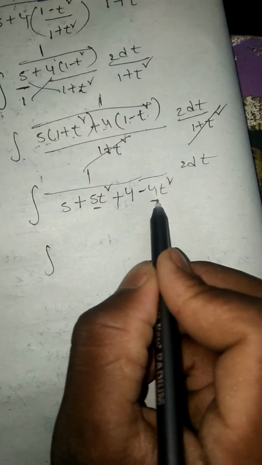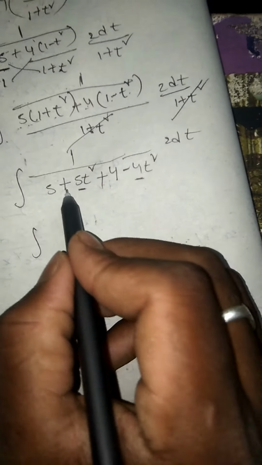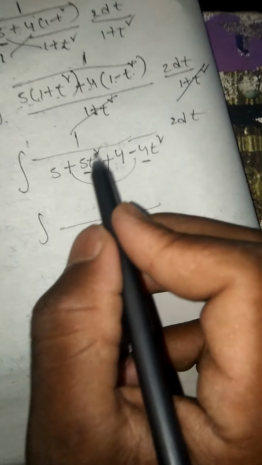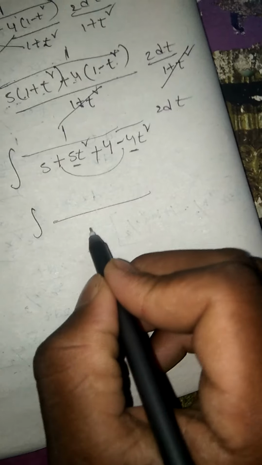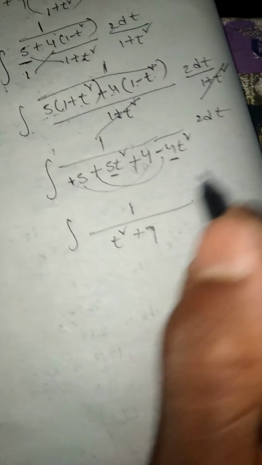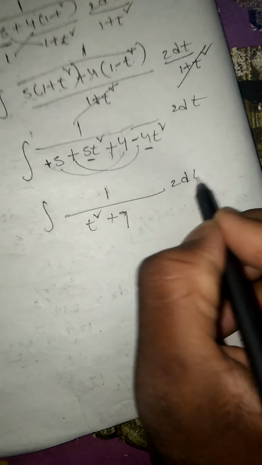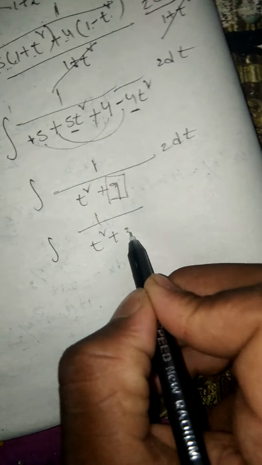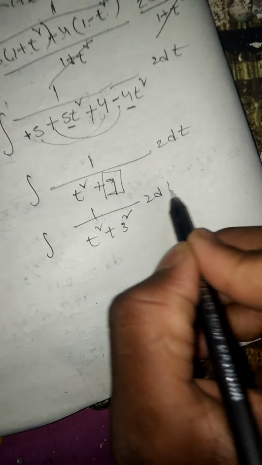Now these two are variables, so we have to subtract or add. Plus into minus, so we have to subtract: 5t square minus 4t square is t square. These two are constants. Here nothing is there means there is a positive sign, plus into plus, so both we have to add: t square plus 9. Integral 1 by t square plus, we write 9 as 3 square, 2 dt.